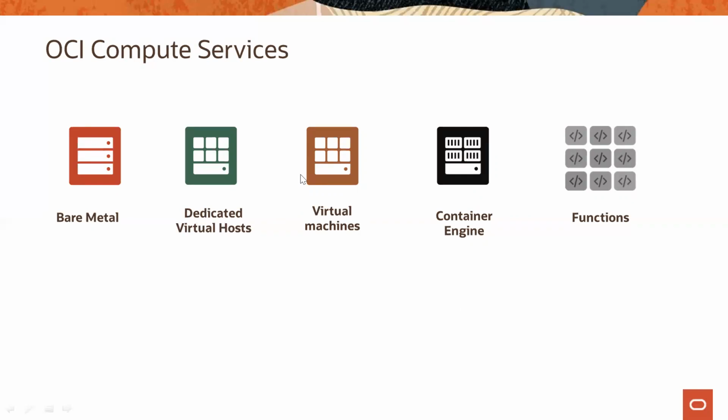Virtual machines: you just pick a shape that you want to use and provision it. Container engine: this is Oracle Kubernetes Engine, and it is used if you want to deploy containers.